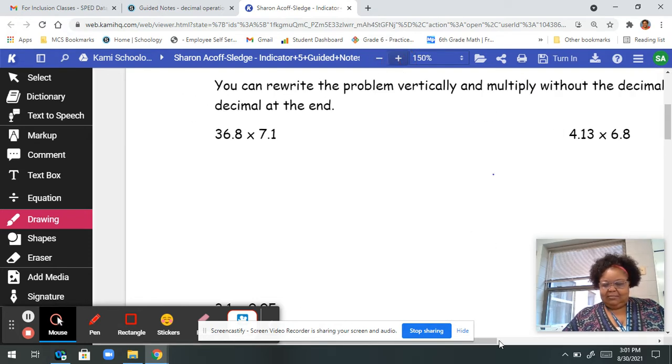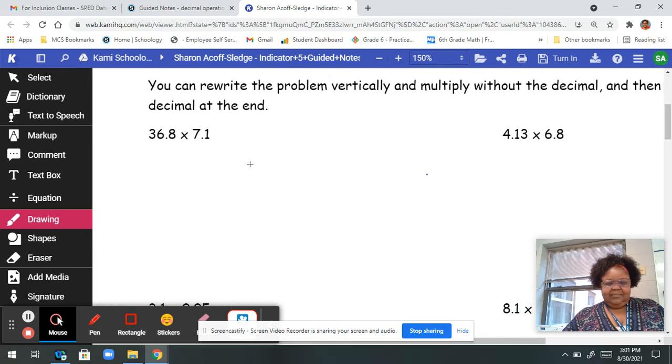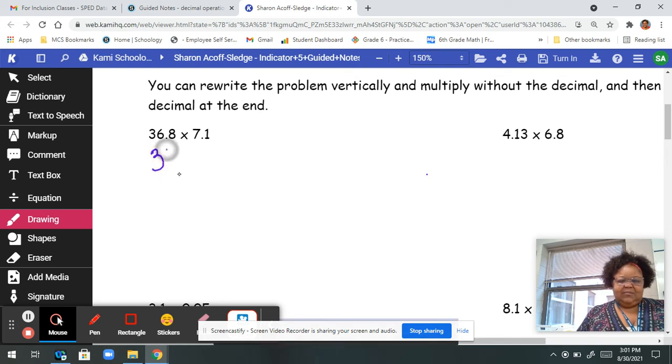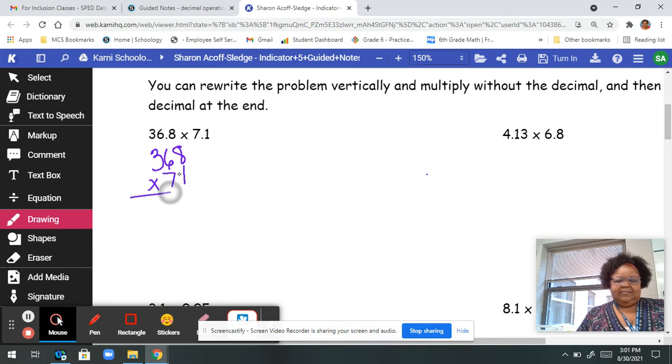So I'll show you what I'm talking about. So we have 36 and 8/10 times 7 and 1/10. So I'm going to come in here and I'm going to leave off my decimal. 368 times 71. So you know with multiplication, the first thing we do is we multiply everything up here by what's in our ones place first. So we have a 1 in the ones place this time. 1 times 8 is 8. 1 times 6 is 6. And then 1 times 3 is 3.